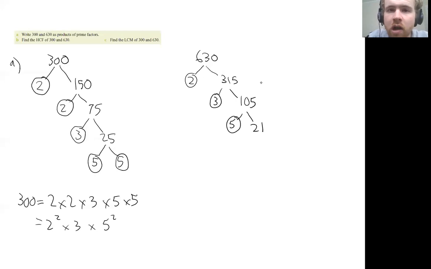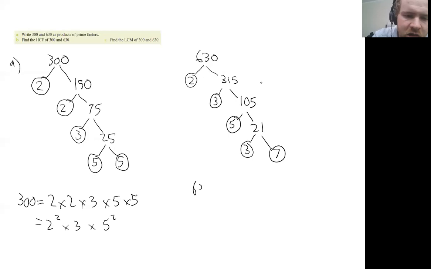So I'm left to do 21, and then I can split 21 up with 3 and with 7. So I could have actually split up 105 by 3, and I would have got 35, but this is another way of doing it too. So now I can write it out.